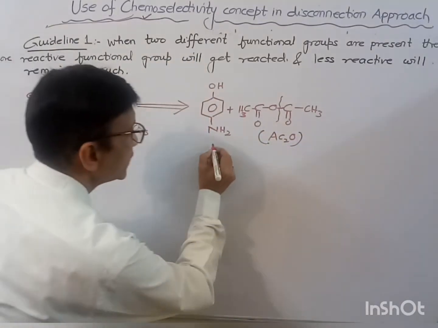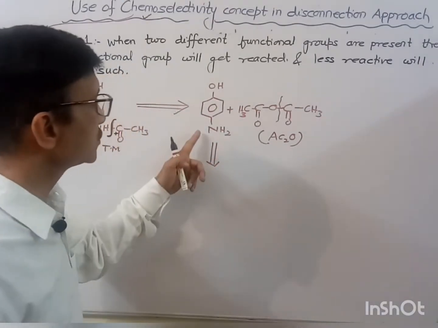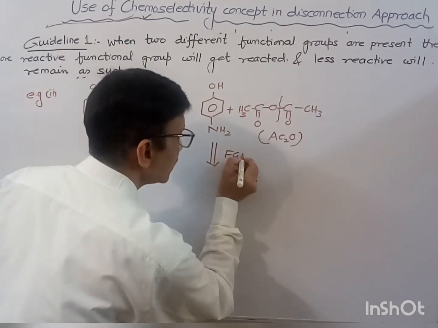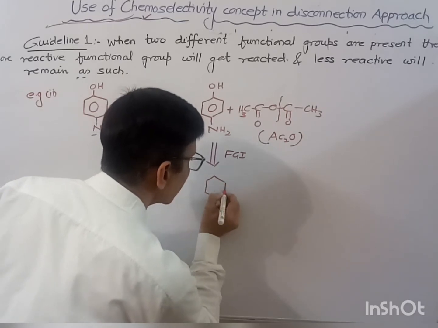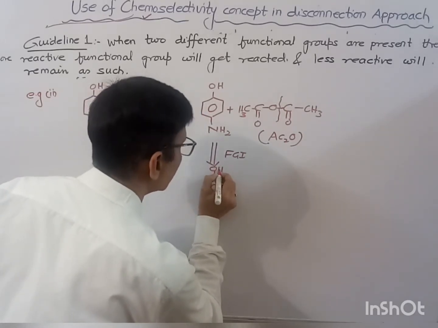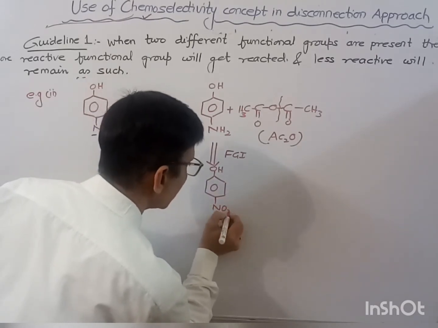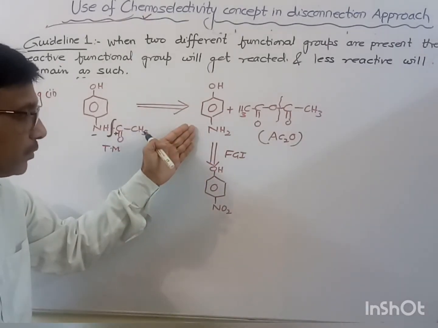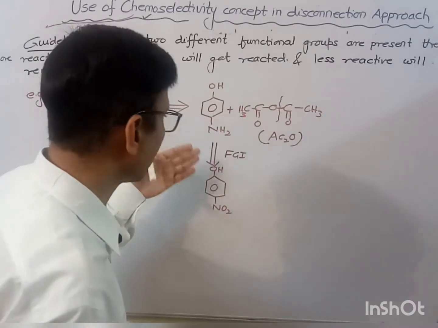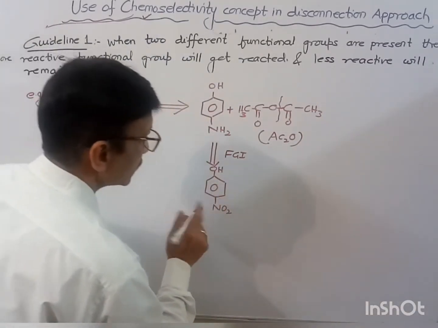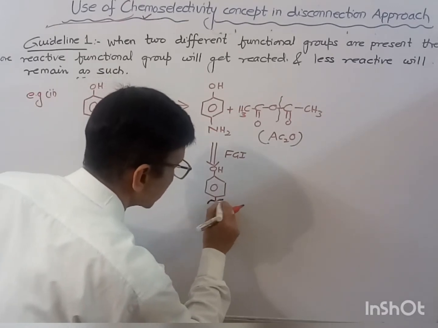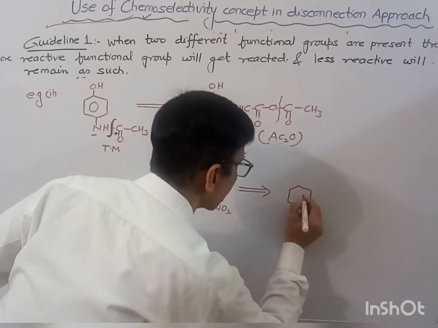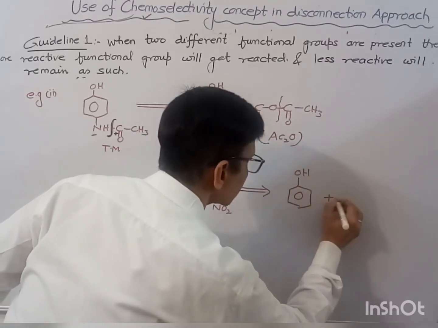Now this can further be disconnected, because this NH2 group cannot easily be introduced. That's why we can do the FGI, and this NH2 can be converted into NO2. In the reverse reaction, NO2 can be converted into the amine group by hydrogenation in the presence of palladium. Now this can be disconnected, and we can write the simpler starting material OH and plus this.